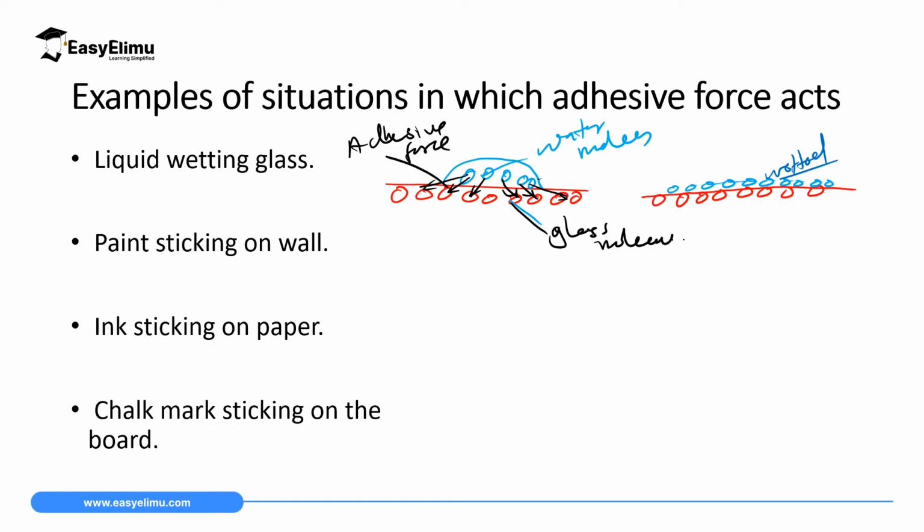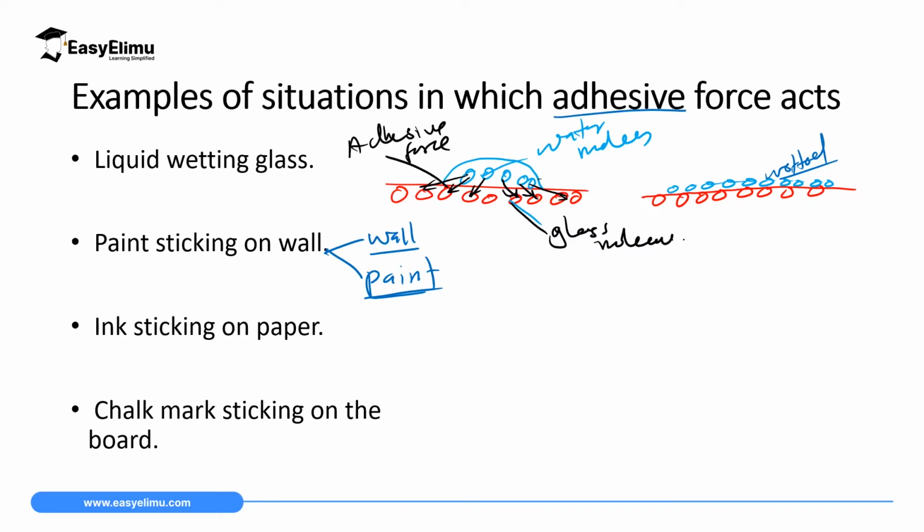Another example where adhesive force acts is paint sticking on walls. Whenever you see painters painting the walls, the reason why paint sticks on walls is because of molecules of two different kinds. We have molecules of paint, and we have molecules of the wall. The molecules of the wall are different from the molecules of the paint. The paint will stick on this wall because there is a force of attraction between molecules of the paint and the molecules of the wall. That is the force we call adhesive force.